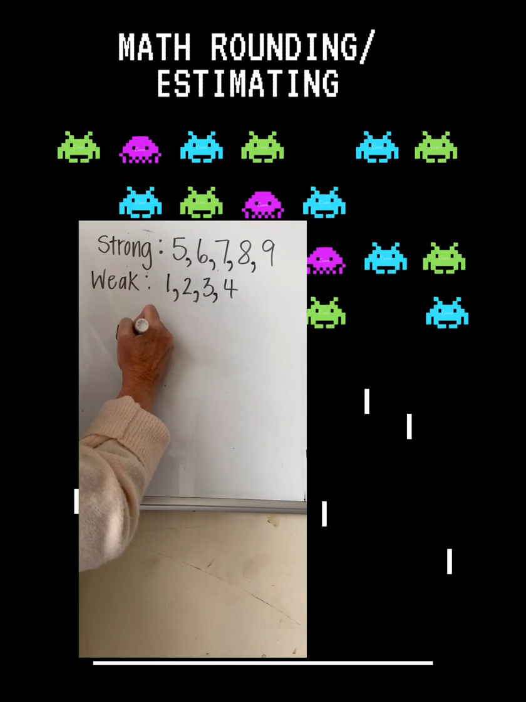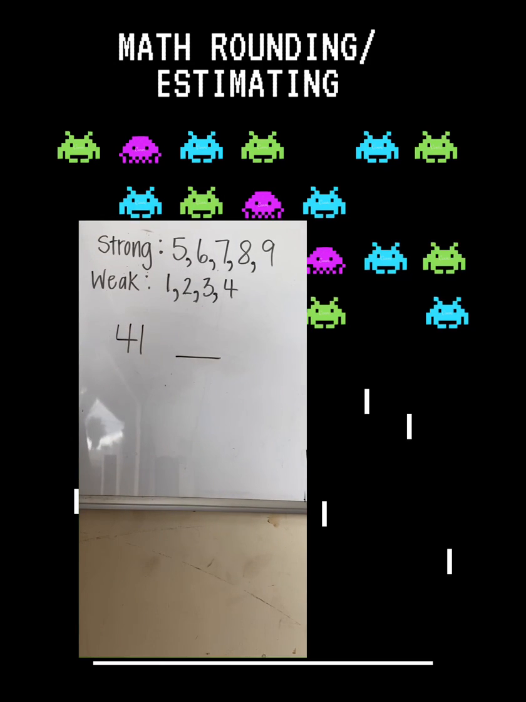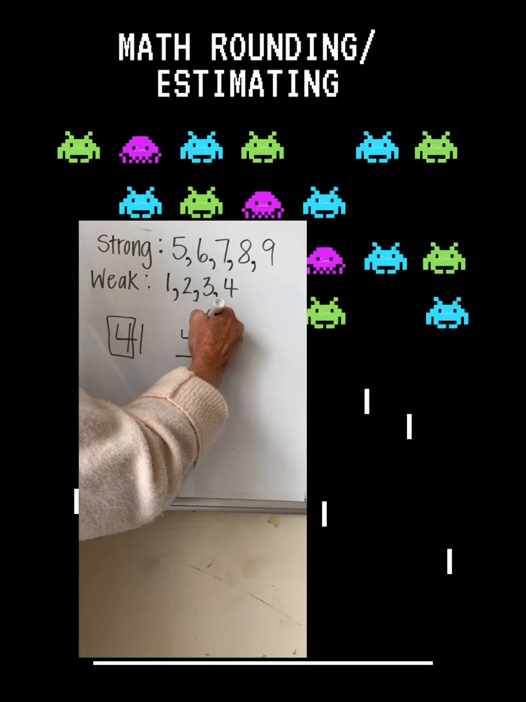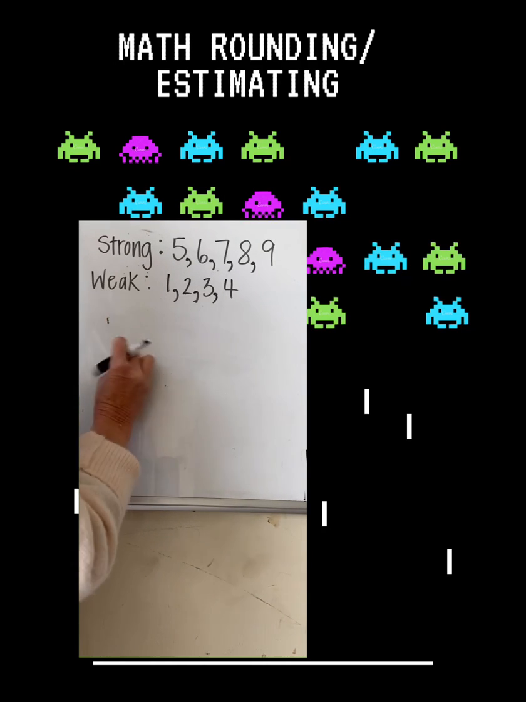41. If we're rounding to the nearest tens, this is our target number, and we're going to take a look at this one now. A 1. Is that weak or is that strong? It's a weak number. It's not 5 or more, so we know we're going to change that to a 0, and our 4 is not going to score. See how simple that is, rounding numbers?